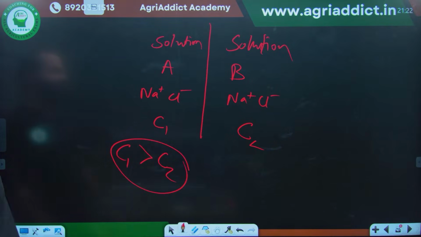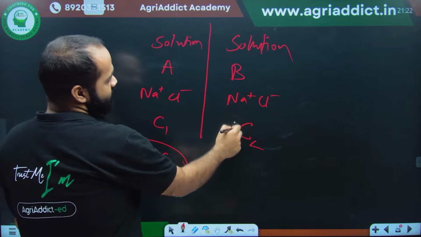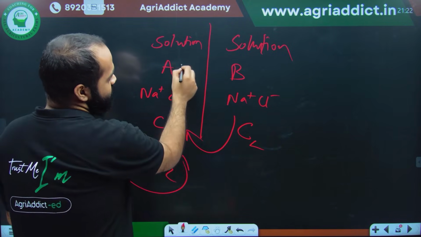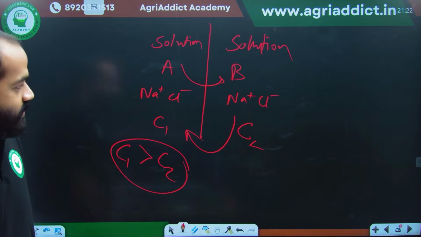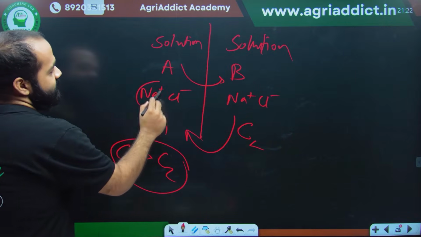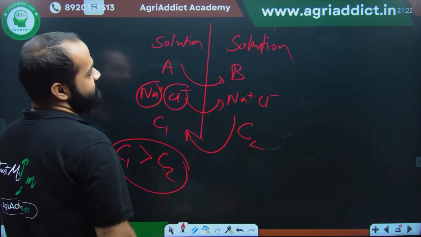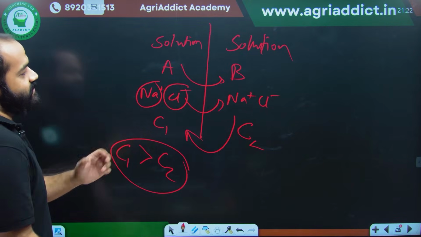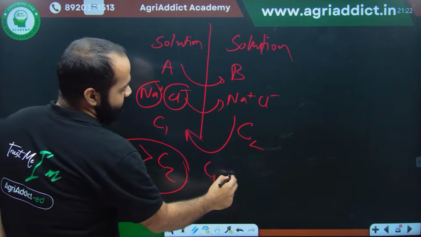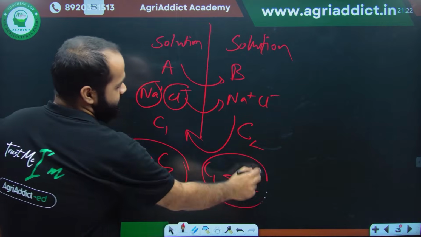Then two things can happen. Either water will flow from this side to this side, or ions will flow from this side to this side, because we know that in the universe everything wants to come into equilibrium. So for equilibrium, this Na+ and Cl- will go to this side and they will form an equilibrium. After attaining the equilibrium, C1 will be equal to C2, right?